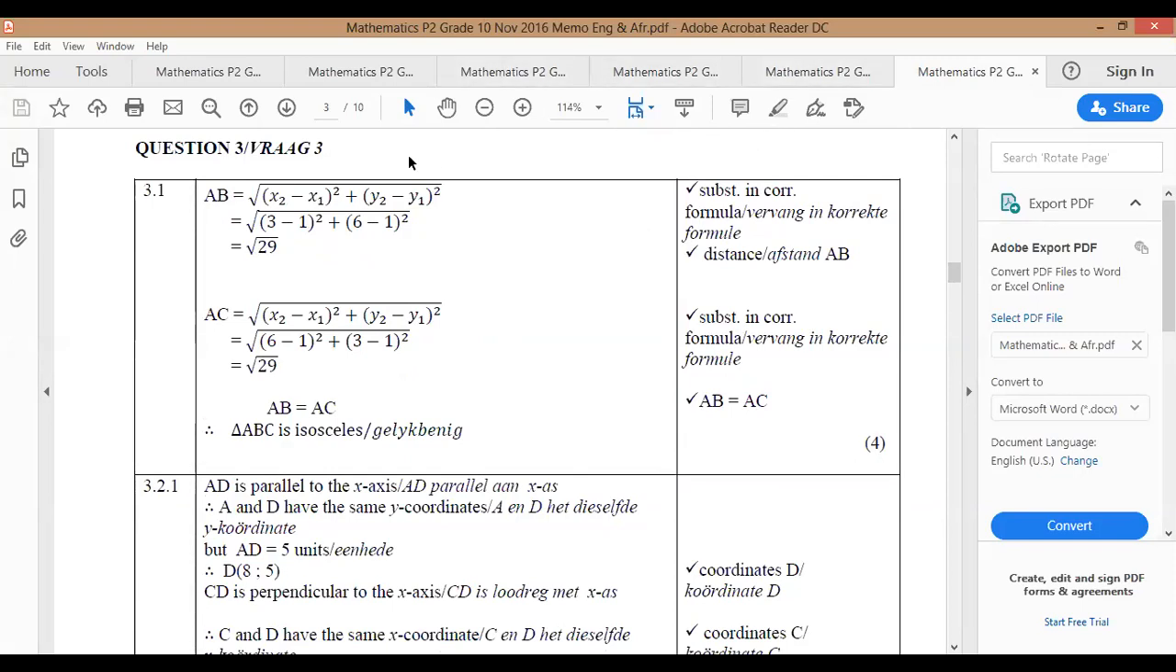Okay, cool. So what they did here, they calculated the distance formula for AB and AC, right? You can also do the BC, right, to check. So if I were you in an exam, okay, Faith, I can see you've raised your hand.